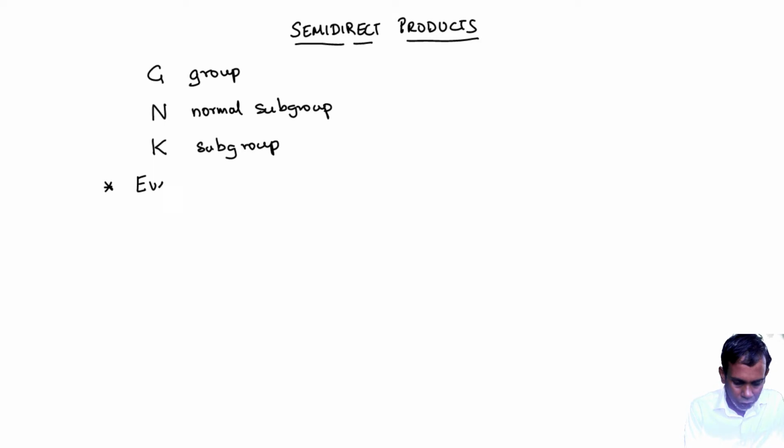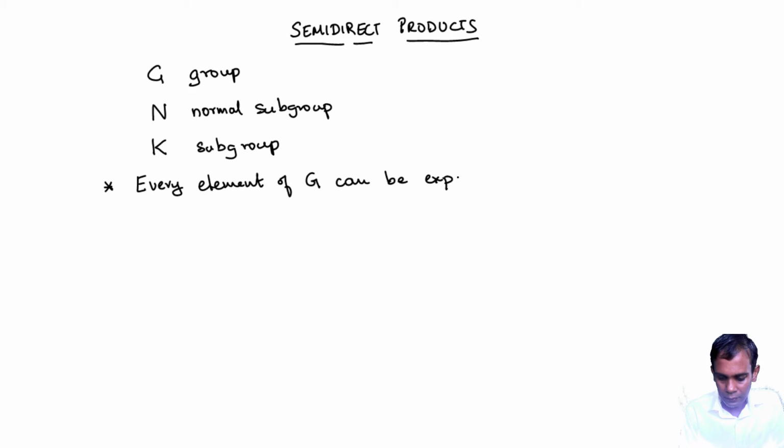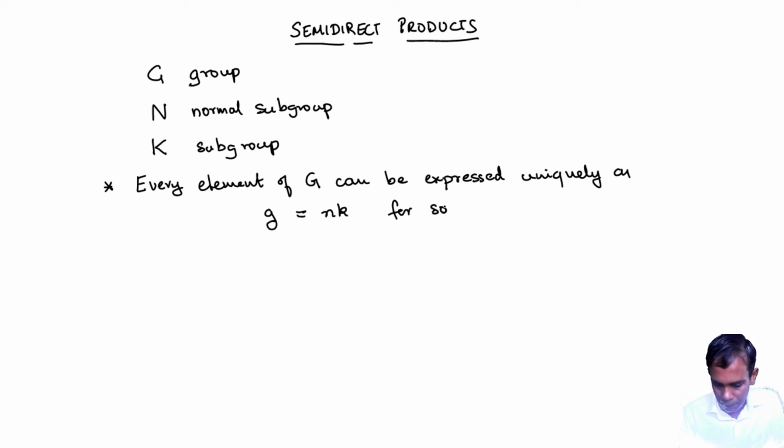every element of G can be expressed uniquely as g equals n times k for some n in N and k in K. This is exactly the situation that we had in the dihedral group.